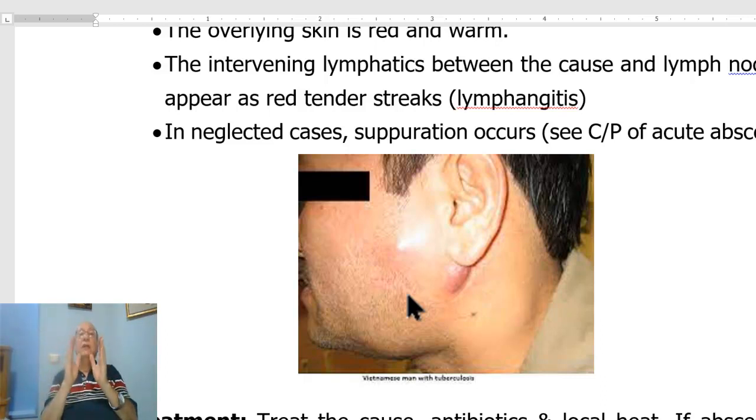The clinical picture, early: there are hard, painless, non-tender, discrete, mobile lymph nodes that progressively enlarge. Early the lymph nodes are discrete, but in advanced cases the lymph nodes become matted together, and due to infiltration of surrounding structures the lymph nodes become painful.